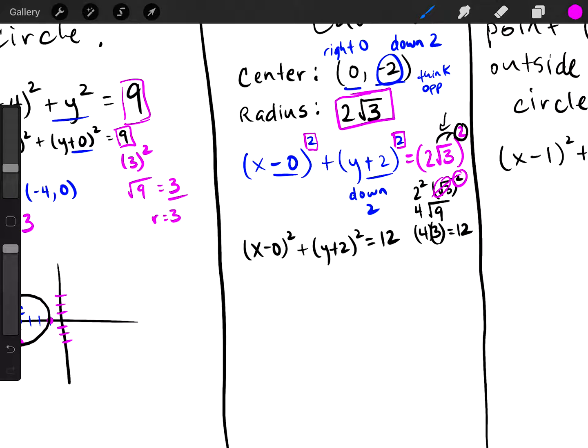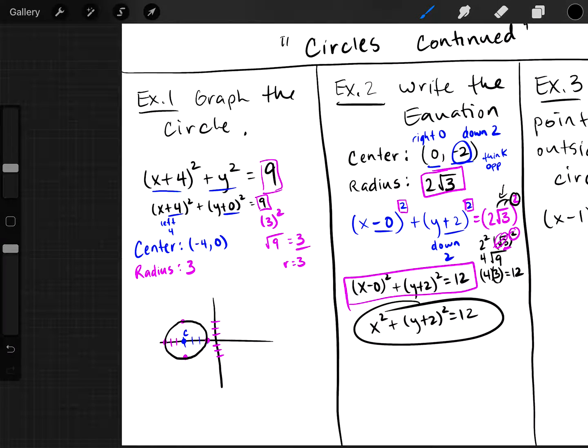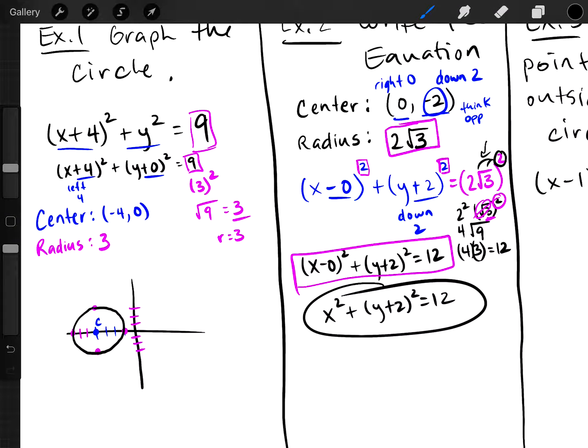We're actually going to do 4 times 3, which gives us 12. That's what we put ourselves equal to. So you need to multiply out that (2 root 3) squared. The easiest way is you square the number on the outside, you get 4. And then that squared and the square root end up canceling out with each other, leaving you with the 3. 4 times 3 gives us 12. That is one way to represent your equation right there.